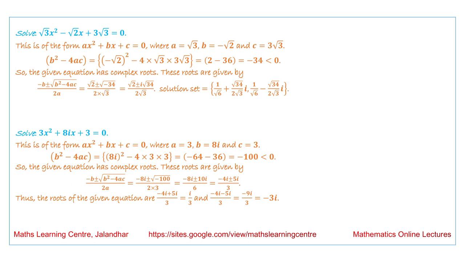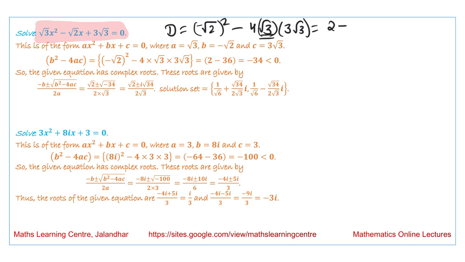Now the next equation is √3 x² − √2 x + 3√3. In this case, the value of d is b² − 4ac, so this is equal to (√2)² minus this value: √3 into √3 will be 3, 3 times 3 is 9, and into 4 it is 36. So the answer we have is −34, which is less than 0.